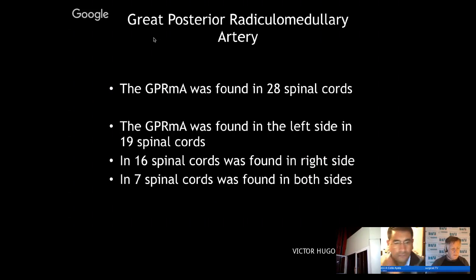The Adamkiewicz artery? No, this is not the Adamkiewicz artery. This is another artery that is very constant, the great posterior radiculomedullary artery. This posterior radiculomedullary artery was found in 28 spinal cords. It was found on the left side in 19 spinal cords, on the right side in 16 spinal cords, and on both sides in 7 spinal cords.